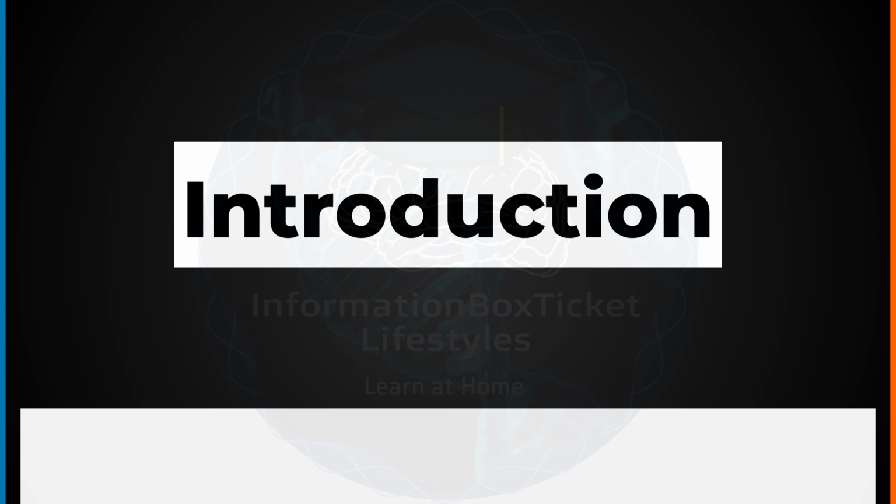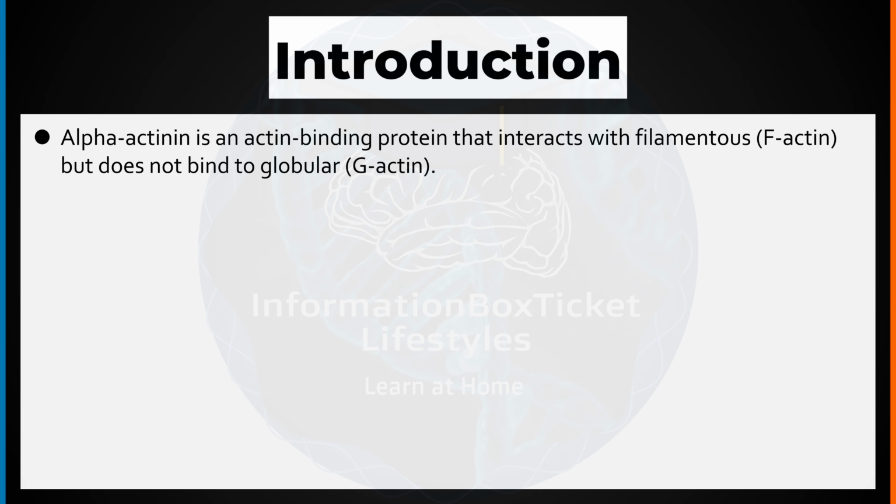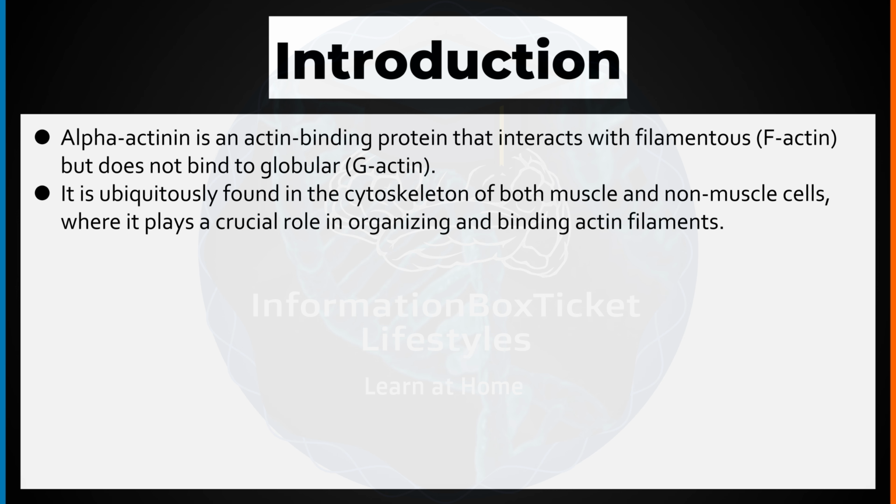Introduction. Alpha-actinin is an actin-binding protein that interacts with filamentous F-actin but does not bind to globular G-actin. It is ubiquitously found in the cytoskeleton of both muscle and non-muscle cells, where it plays a crucial role in organizing and binding actin filaments.